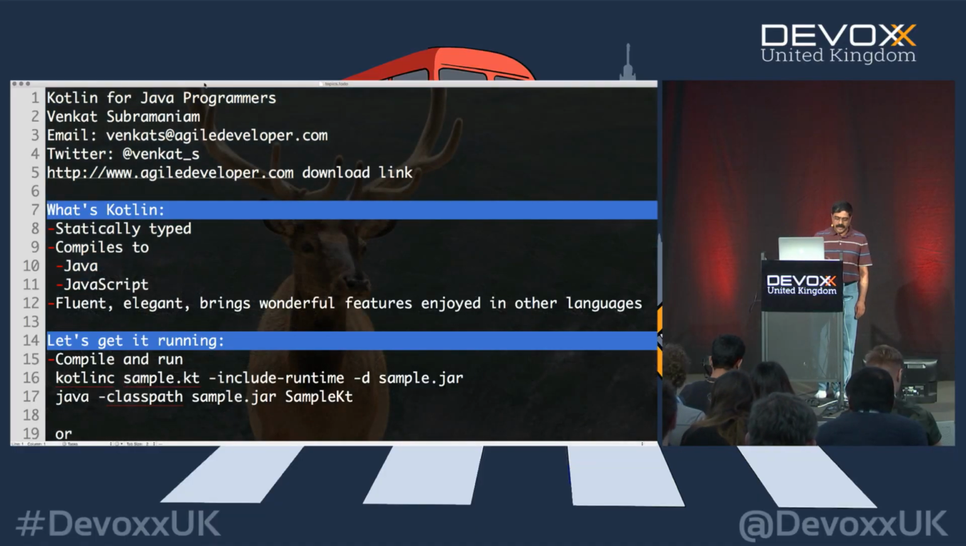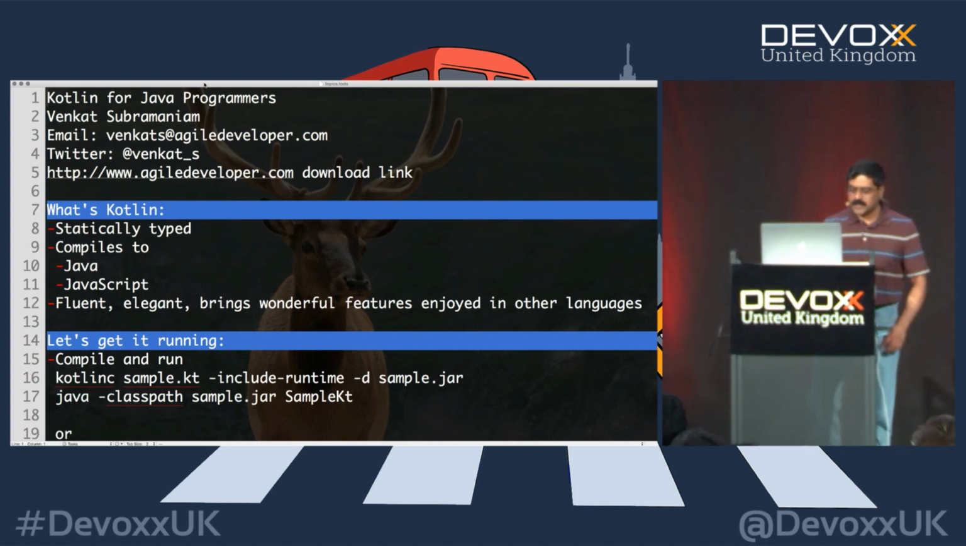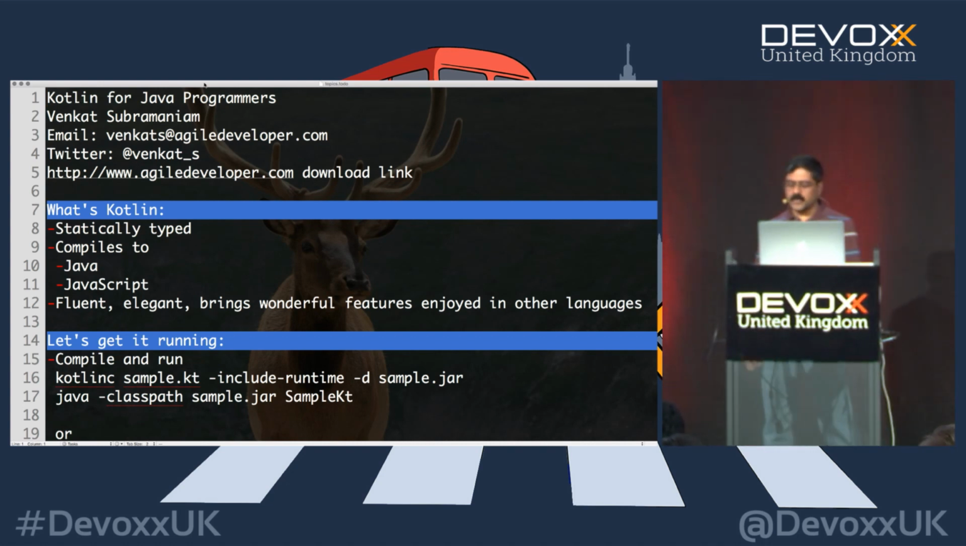All right, good morning. Welcome to the session on Kotlin for Java programmers. I'm going to talk about some of the wonderful features we can use in Kotlin. But before I get started, let's talk about what is maybe special about Kotlin.